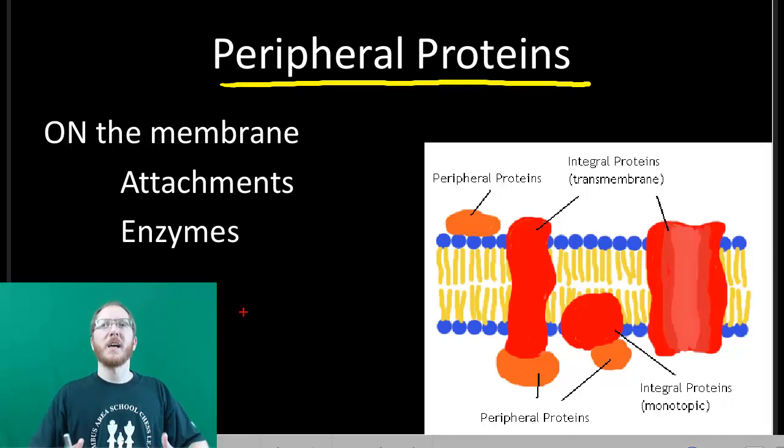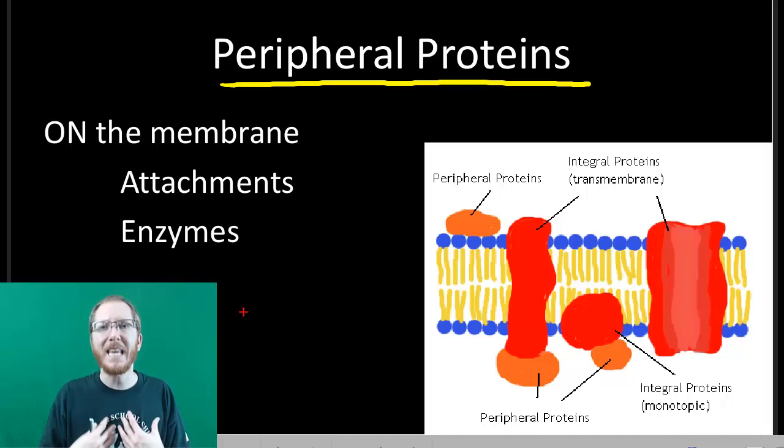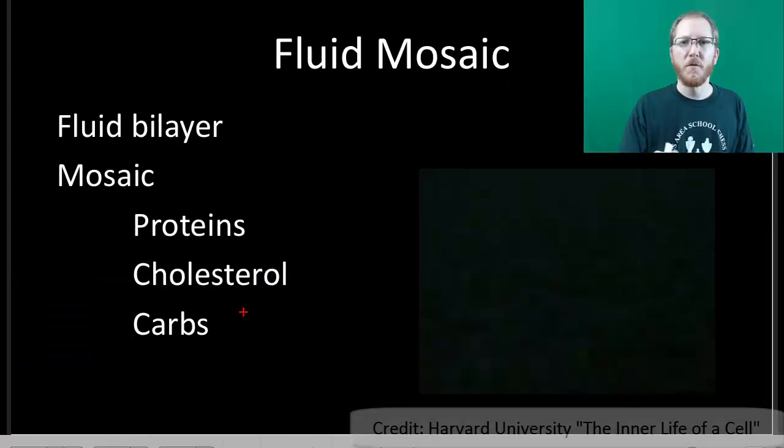So there's a bunch of different things that we can ultimately stick here. But what I want you to realize is they're not going to be used for transport. That's like the major thing that I want to make sure I get across. The integral transmembrane guys, those are our transport proteins. These other guys will serve all the other cellular functions that we need, but not transport. All right, now we move on.